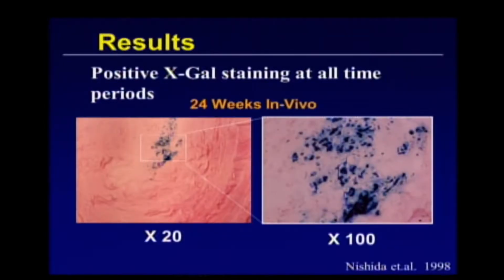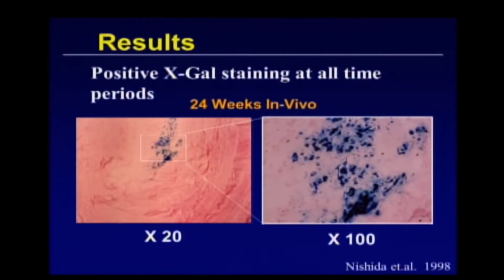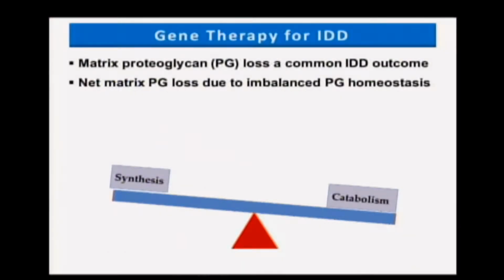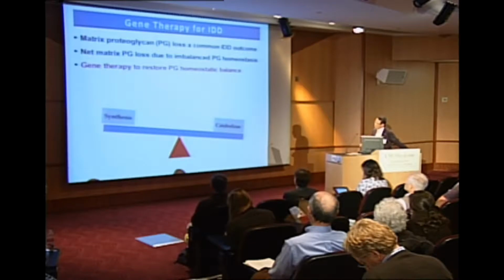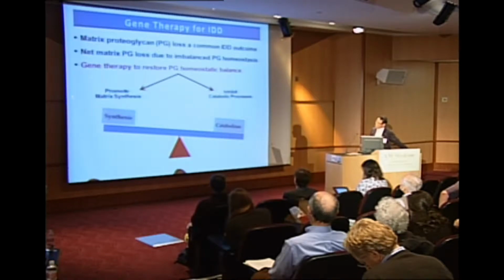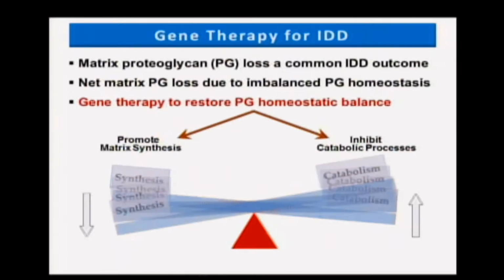This is one of our early data sets that demonstrated some promise with a one-time injection of an adenovirus with a LacZ protein that we injected into the disc. These cells took up the virus, and after literally 6 months, we still had pretty strong transgene expression. So that gave us some impetus to move forward with this, and we started thinking about how we were going to consider various treatment options. So again, the main goal was to restore proteoglycan homeostatic balance in the hopes of altering the imbalance that occurs with degeneration. So you can either promote synthesis or inhibit the catabolic processes that are associated with this degeneration.